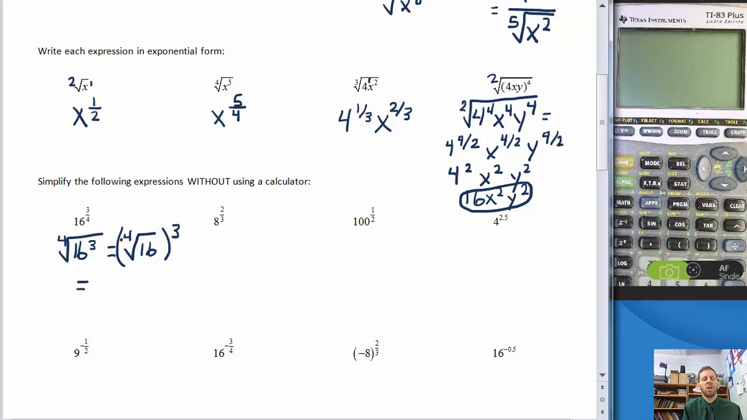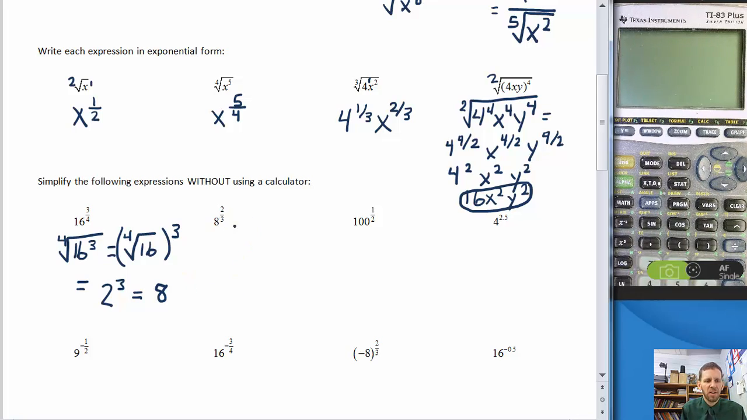What's that going to give us? Well, the fourth root of 16 is one of those numbers you're supposed to know. Think of what to the fourth power gives you 16. It's 2. So the fourth root of 16 is 2. 2 times 2 times 2 times 2 is 16. Fourth root of 16 is 2, and we have got to cube it. 2 cubed is something you should know. 2 times 2 times 2 is 8. That should be something that you can handle without using a calculator.